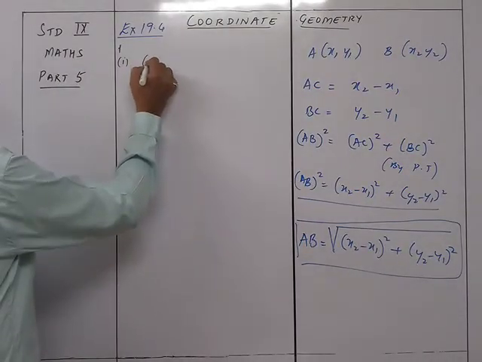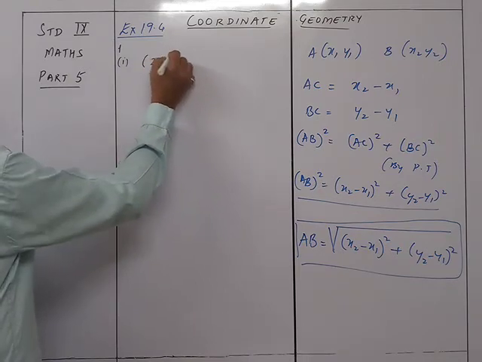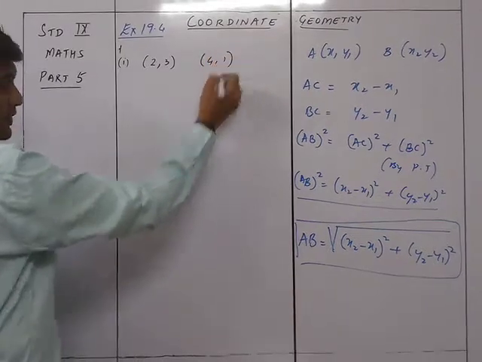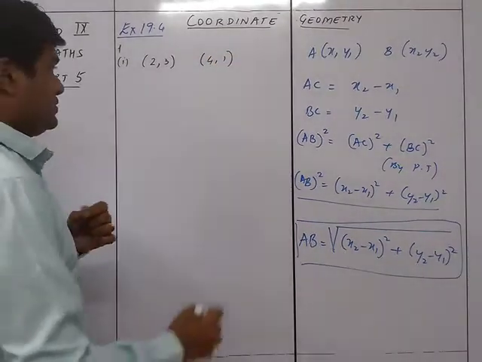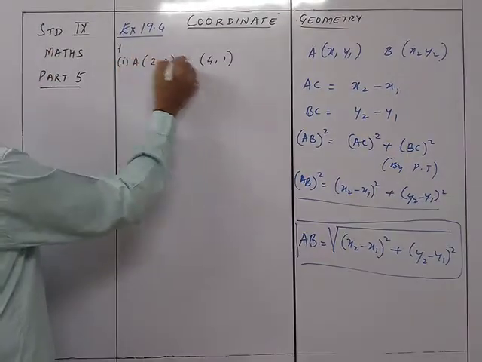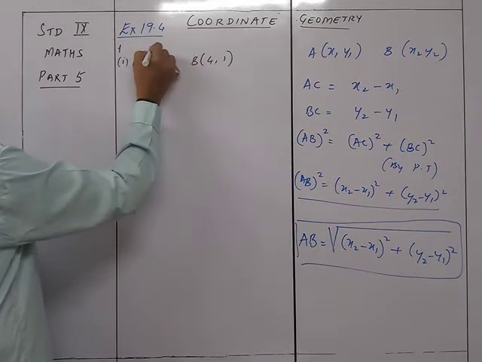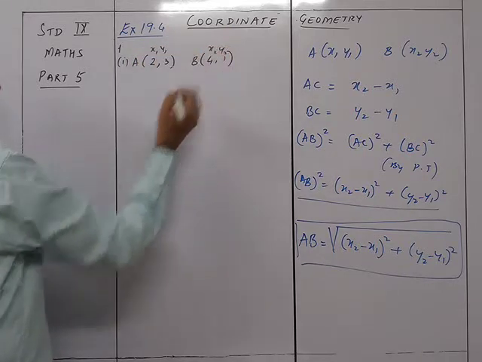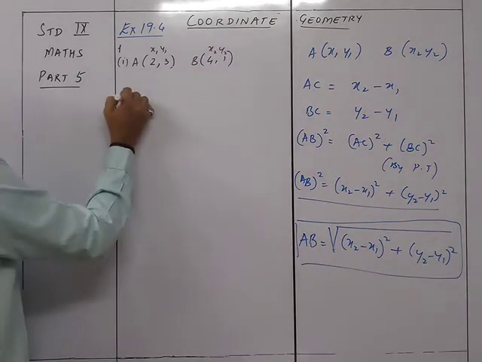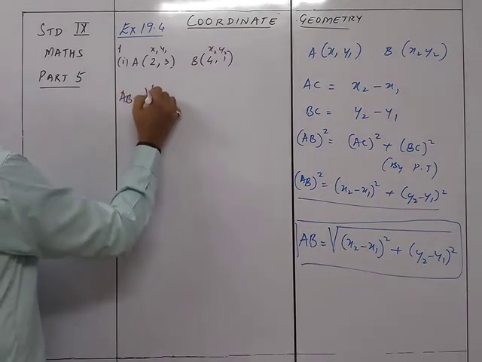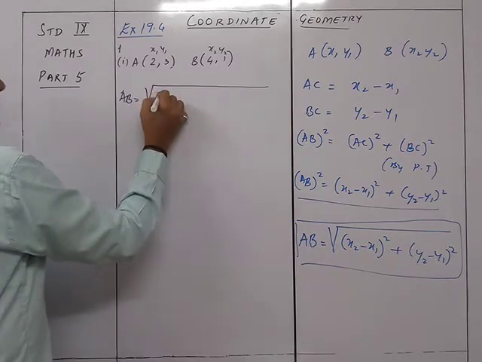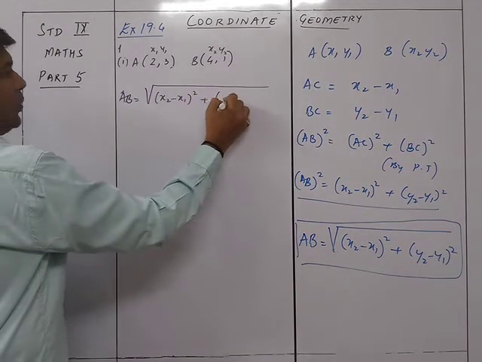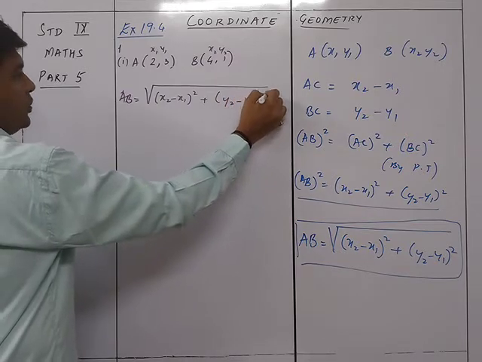So we have over here 2 comma 3 and another one is 4 comma 1. You need to find out the distance between these 2 points. Let's say this is A and this is B. So this is my x1, y1 and this is my x2, y2. So I know that AB will be equal to the square root of x2 minus x1 the whole square plus y2 minus y1 the whole square.